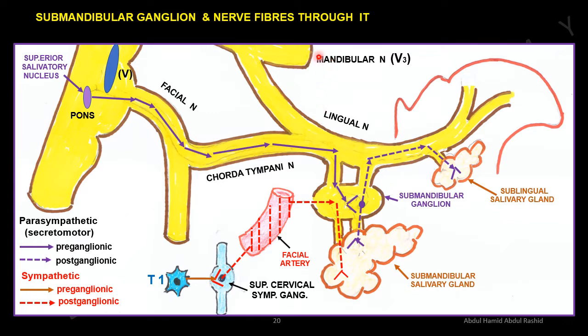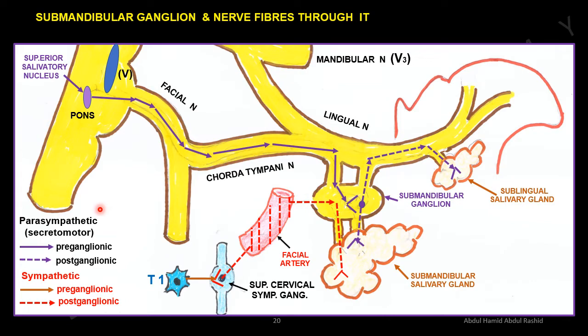Let's see the diagram. This is the mandibular nerve, that is the third division of the trigeminal nerve. It gives the lingual nerve. This is the brainstem. This is the pons. This is the facial nerve. It gives the chorda tympani nerve, which joins the lingual nerve. Below the lingual nerve is the submandibular ganglion, which is suspended from the lingual nerve by two or more short ganglionic branches. And we are going to say some more about the nerve fibers going through all this system.